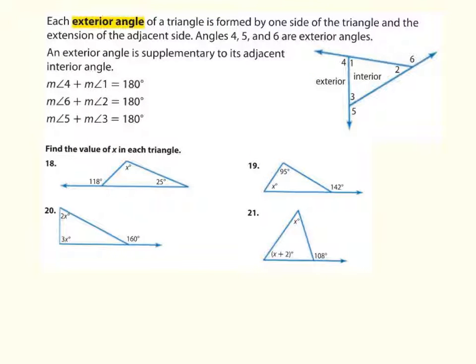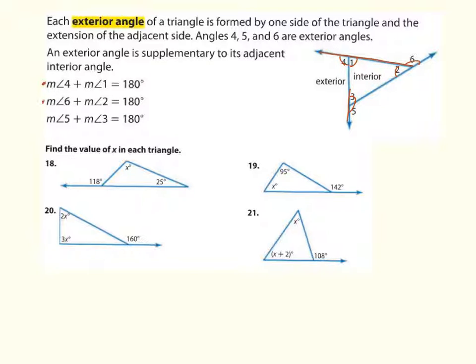All right, on this slide, we're learning about the exterior angles of the triangle. So we know from our previous lesson that 180 degrees makes a straight line. So angle 1 and angle 4 make that straight line. That's why over here, it shows you that if you add angle 4 and angle 1, you get 180 degrees. Same thing goes with angle 3 and 5. They make a straight line. Angle 2 and 6, they make a straight line.